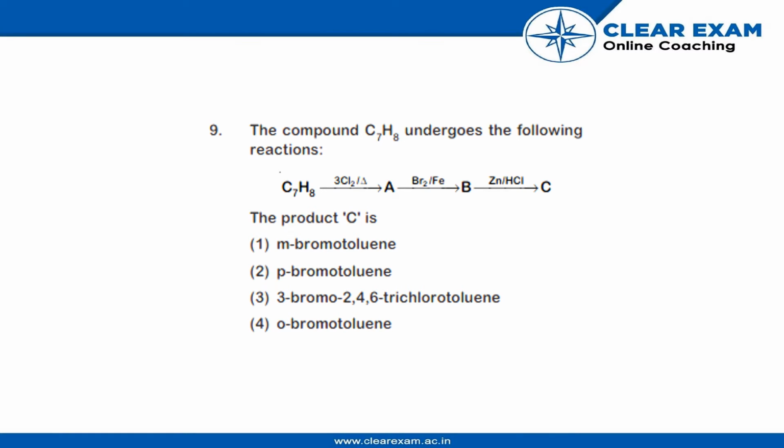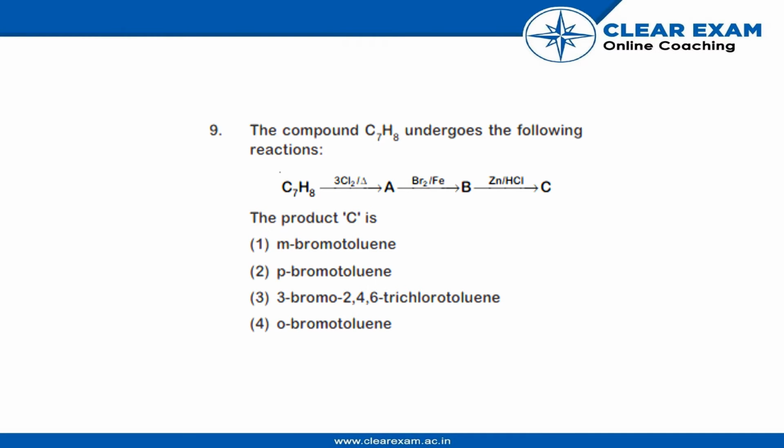So the compound C7H8 undergoes the following reaction. C7H8 on addition of 3Cl2 and heat gives A, which on addition of Br2 and Fe gives B, which on addition of Zn/HCl gives C. The product C is to be determined.